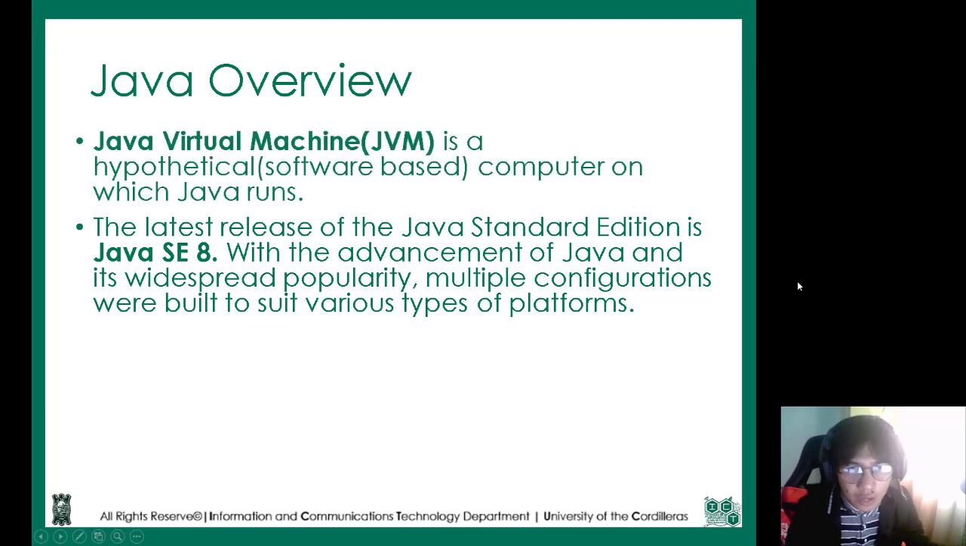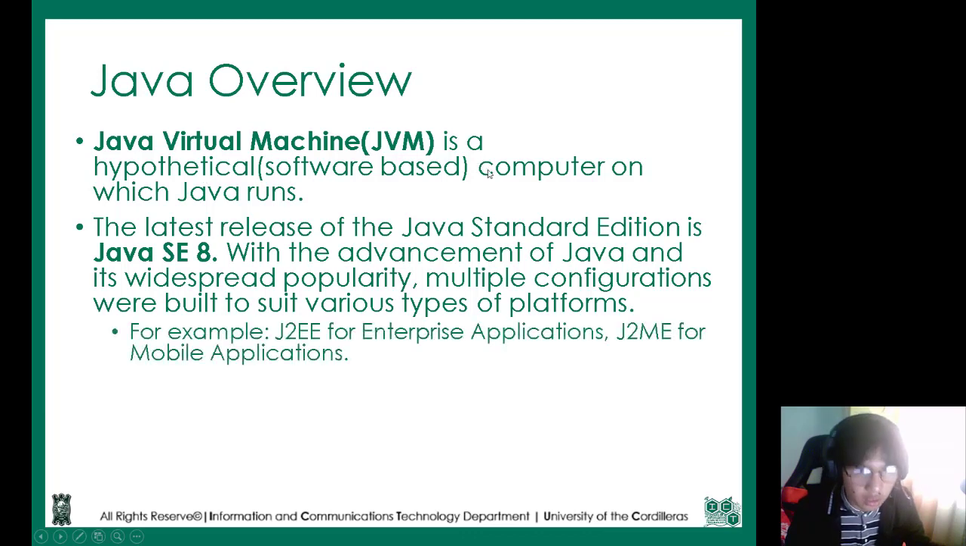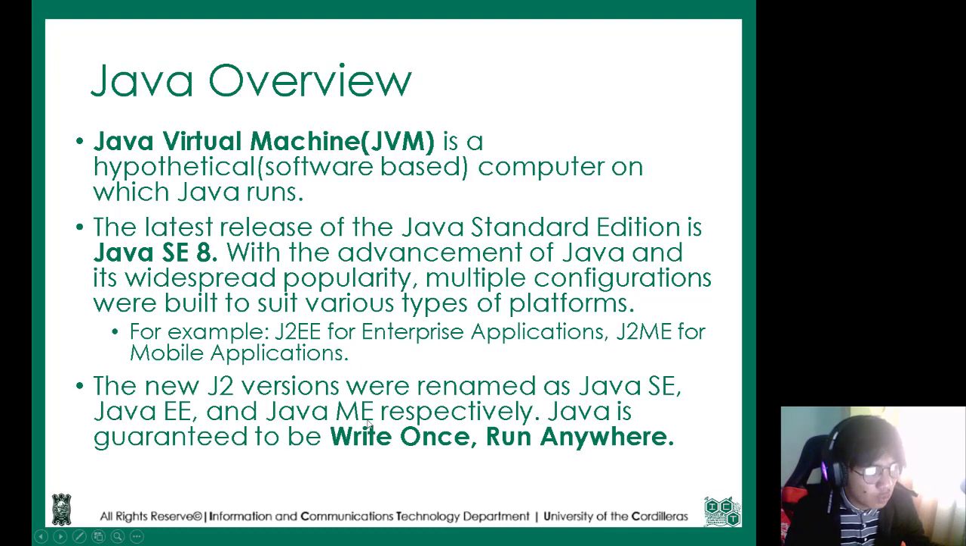Next, we also have what we call the JVM. It's what we call Java Virtual Machine. It's a hypothetical software-based computer on which Java runs. Now, the new J2 versions were renamed as Java SE, Java EE, and Java ME, respectively: Java Standard Edition, Java Enterprise Edition, and Java Mobile Edition. Okay? Now, it's a good thing. This is actually the good thing about Java.